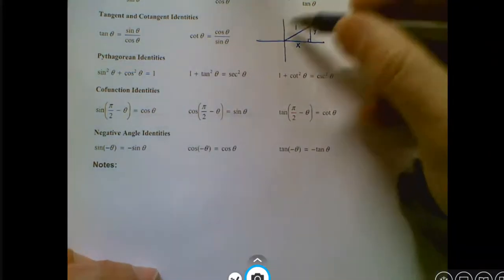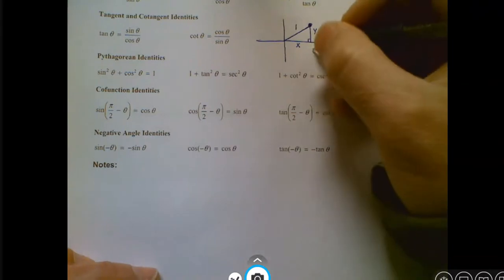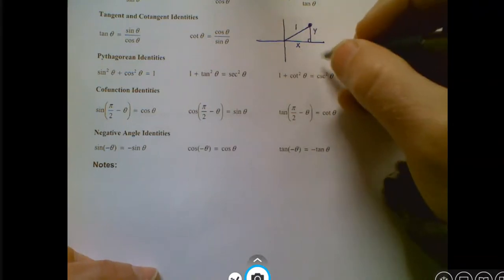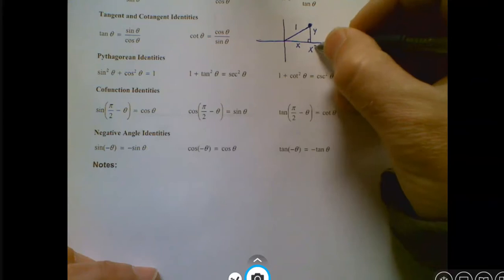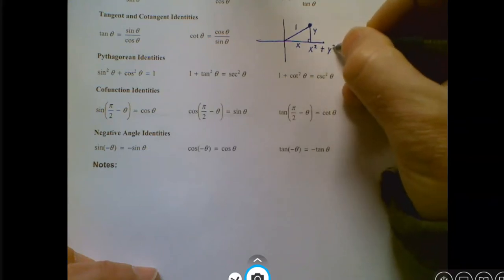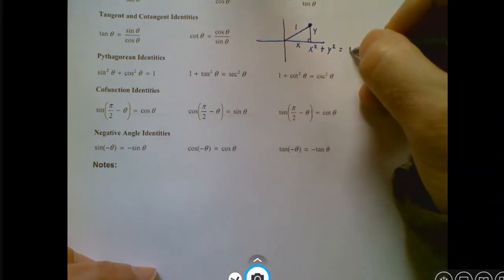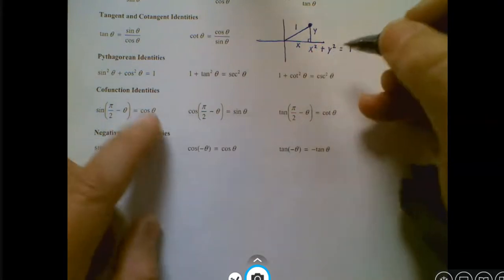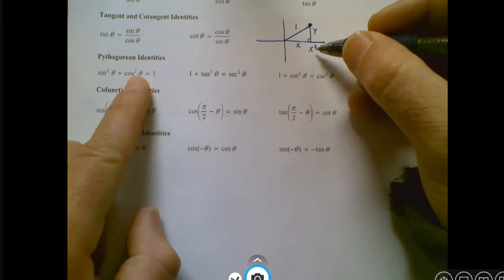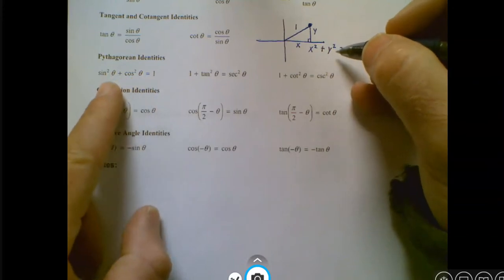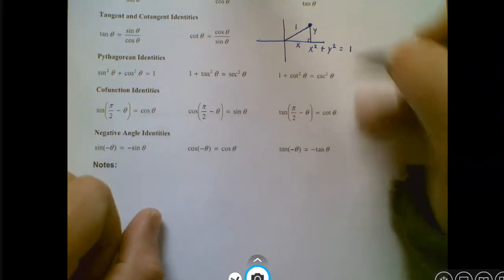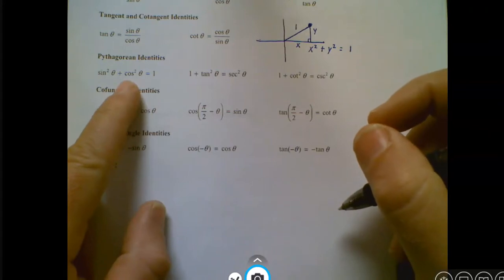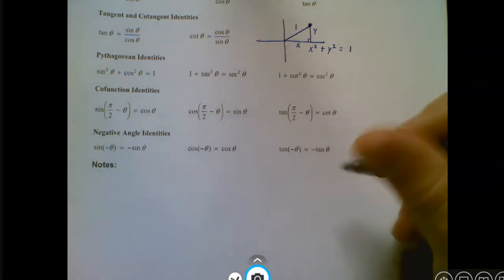And so basic Pythagorean theorem on this would say that x squared, remember that's our cosine, so x squared plus y squared equals 1 squared, which is 1. Since x is our cosine value, we can say that it is cosine squared plus sine squared equals 1. And so that's where this comes from, just a basic Pythagorean theorem process.